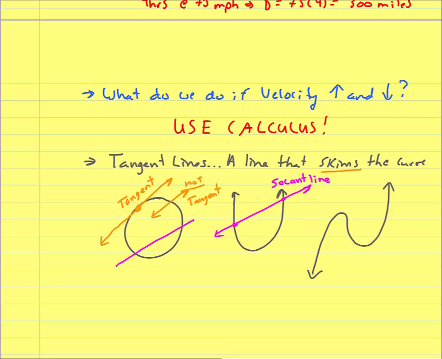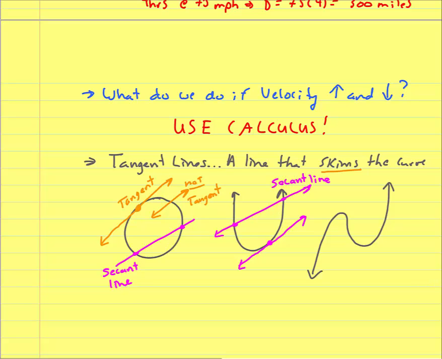And in fact, this over here, if I could touch this twice as well, would be a secant line. If I want to talk about a tangent line at this point, I wouldn't talk about this line because it doesn't skim the curve. It crosses once, but it doesn't skim. I would talk about this line that skims that curve.